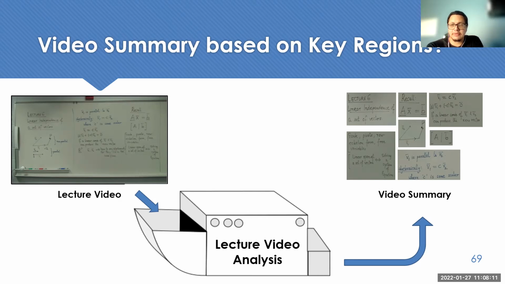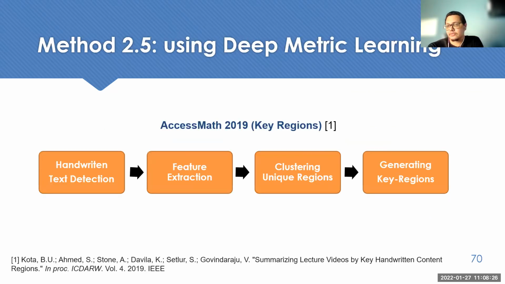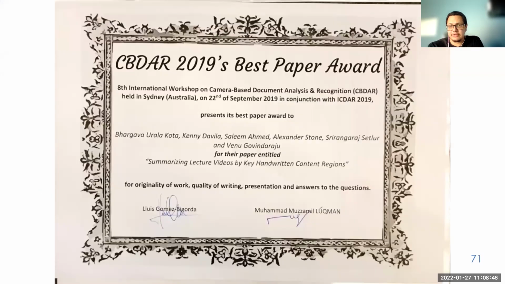So basically create a summary based on key regions. Instead of trying to just get the entire frames, try to get the unique pieces of handwritten content that appear on the whiteboard. And the idea is fairly simple. We just do the detection. We need to match those content across times, and we need to cluster. The advantage of this approach is that the camera doesn't have to be fixed because it will do matching between portions of content no matter where they appear. And then we can generate the key regions. And we presented this work in the CBDAR workshop at ICDAR 2019, and it got the best paper award for that workshop.